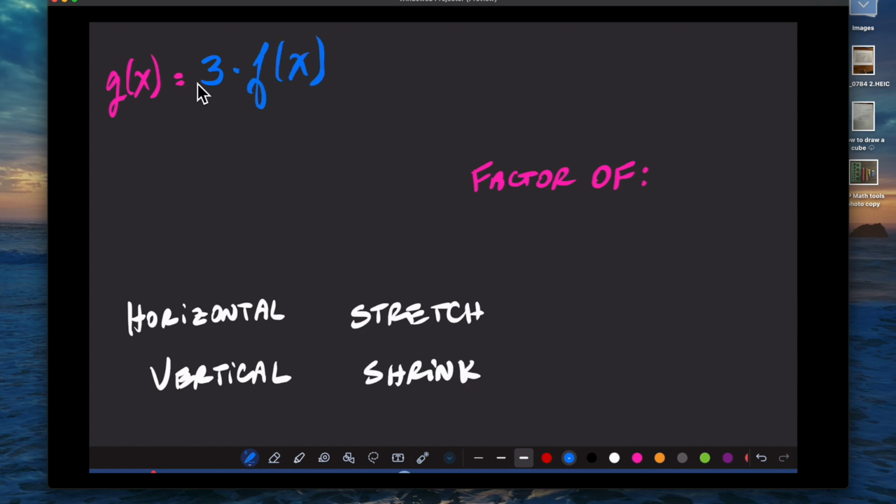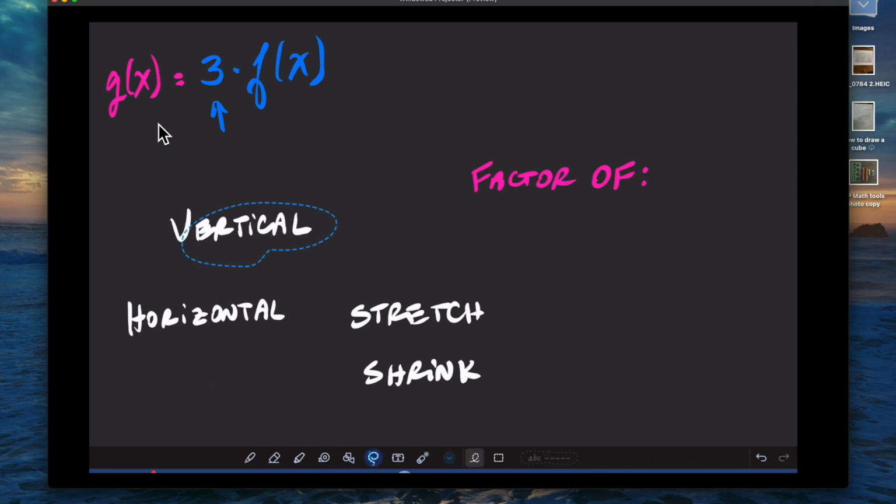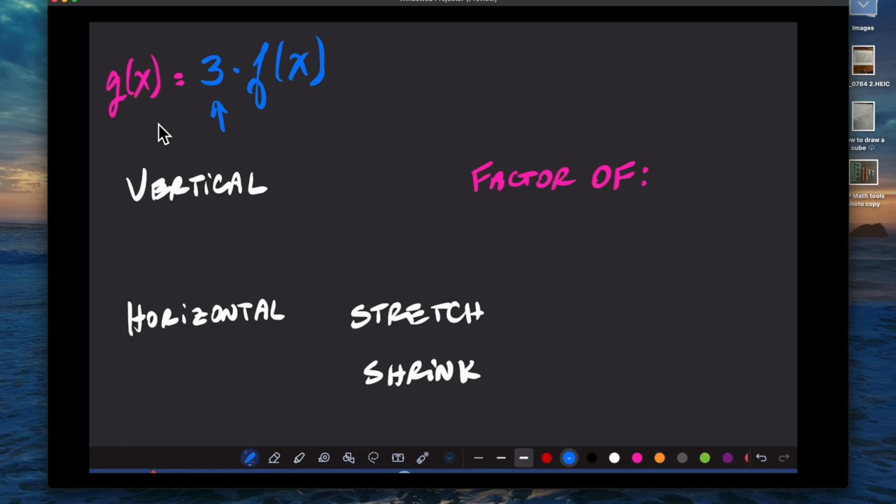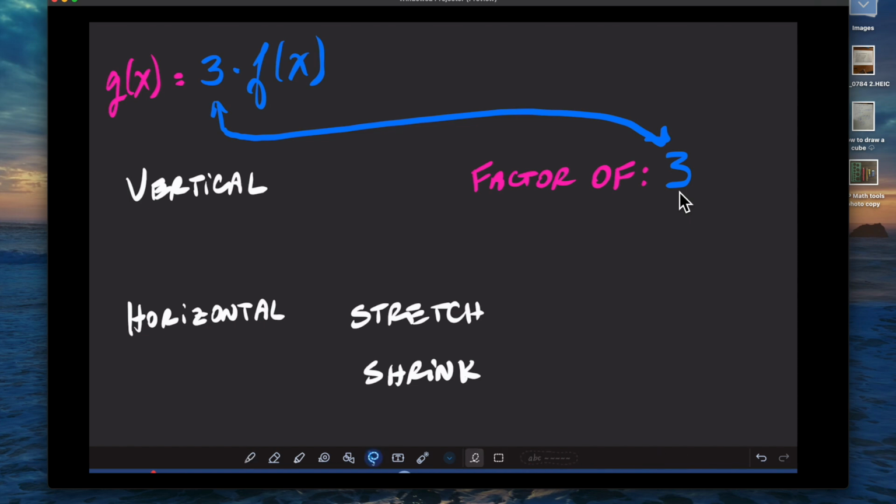Okay, now we got an outside guy. Whenever you have an outside guy, you know you're dealing with a vertical transformation. So let's bring vertical up. When you're dealing with a vertical transformation, the outside guy and the factor of guy are exactly the same. There's no reciprocal involved. Finally, if you have a factor of 3 greater than 1, this has to be a stretch. So this 3 times f of x is going to be a vertical stretch factor of 3.